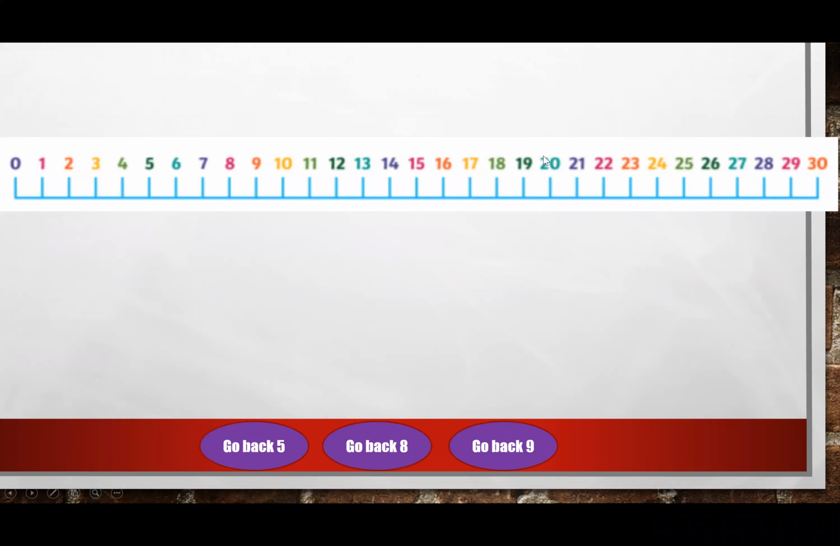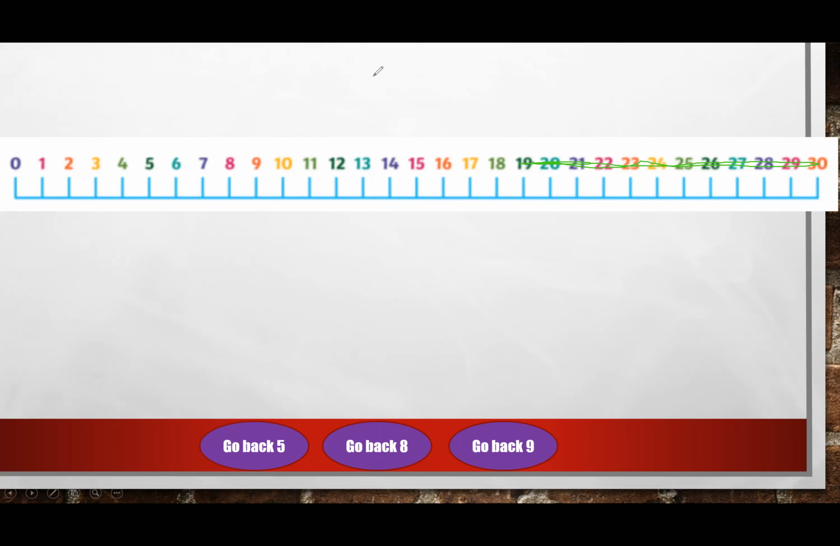Don't worry about this 19, this number. I cannot erase it. Just forget about that number. Let's say that we have 18 people right here, from 0 to 18, right?